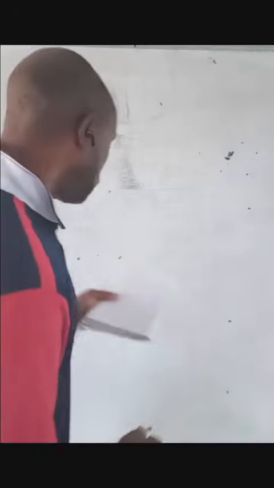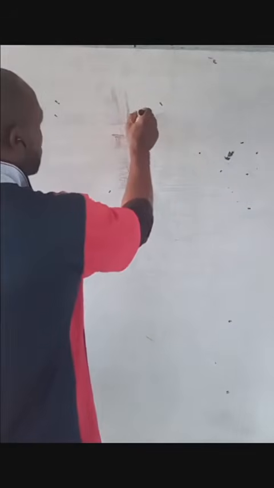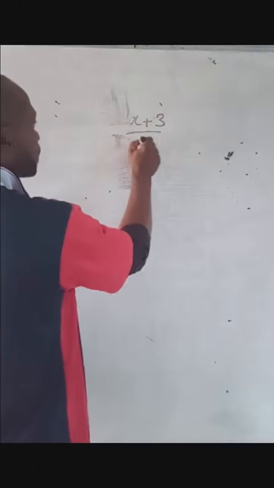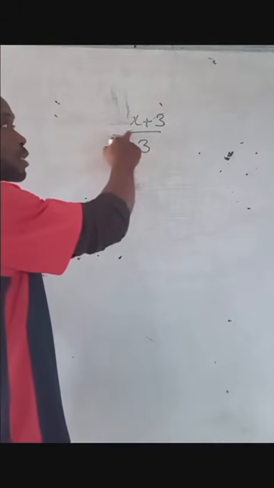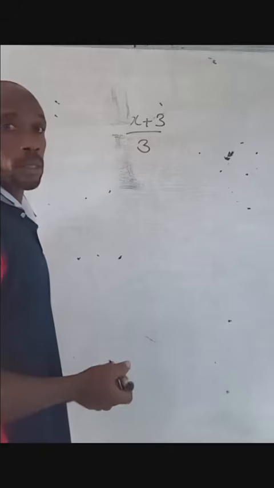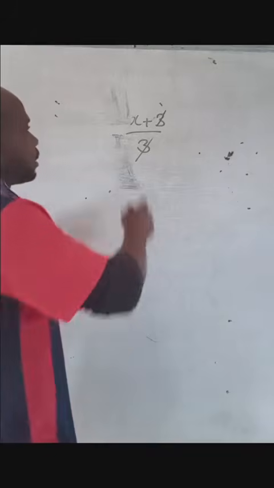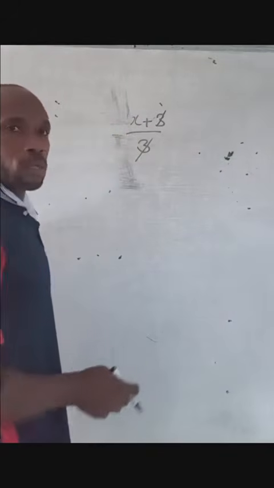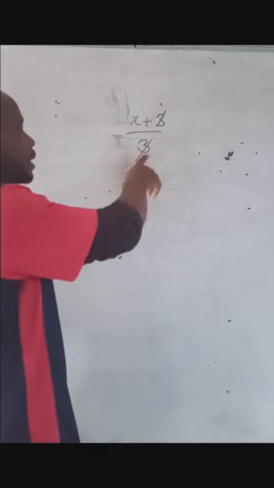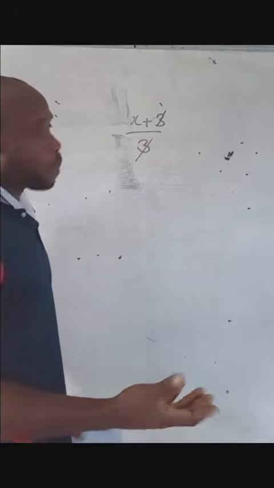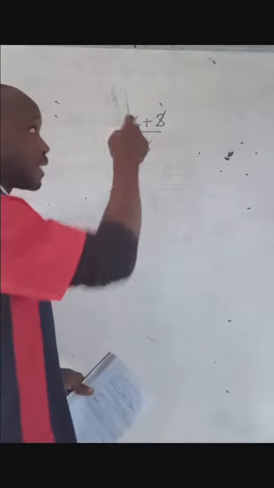Now remember this rule when you are solving algebraic fractions. If you have x plus 3 all over 3, and you are asked to simplify it, you cannot cancel out 3. You cannot say 3 cancels out 3. This expression here is x plus 3, so it is not right for you to say 3 cancels out 3. It's impossible. So this expression is still x plus 3 over 3.